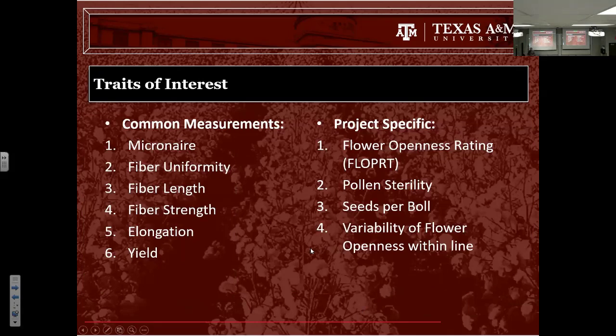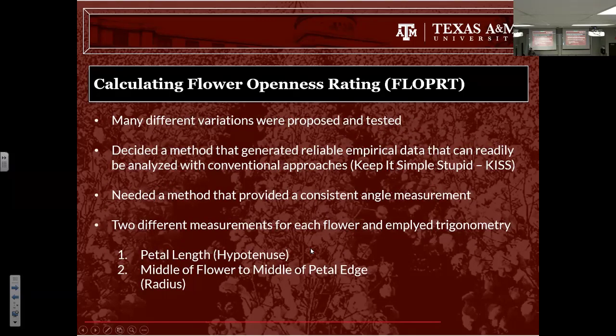So some traits of interest. Common cotton measurements that we take are micronaire, fiber uniformity, fiber length, fiber strength, elongation, and yield. But the ones that I'm specifically looking at would be the flower openness rating, pollen sterility, seed per boll, and the variability of flower openness within the line, which we will talk about in a little bit.